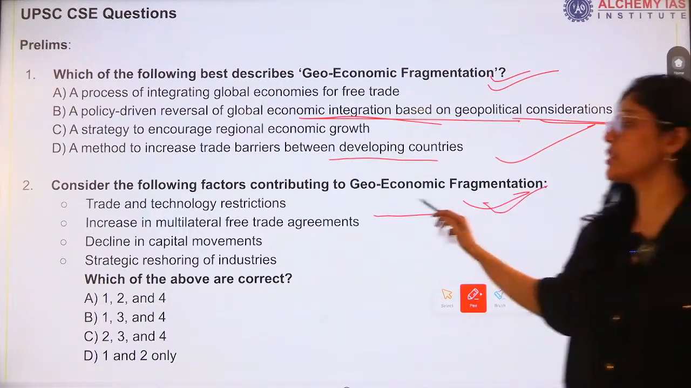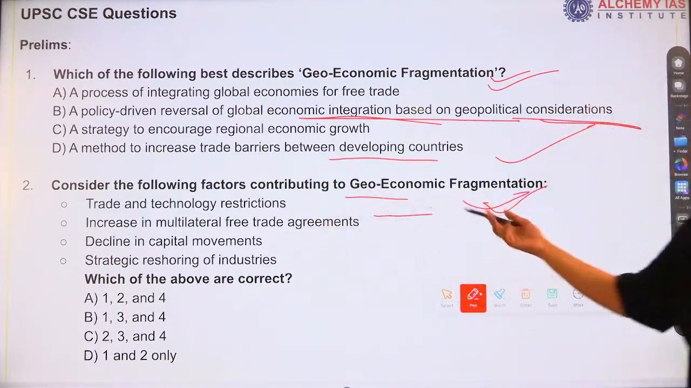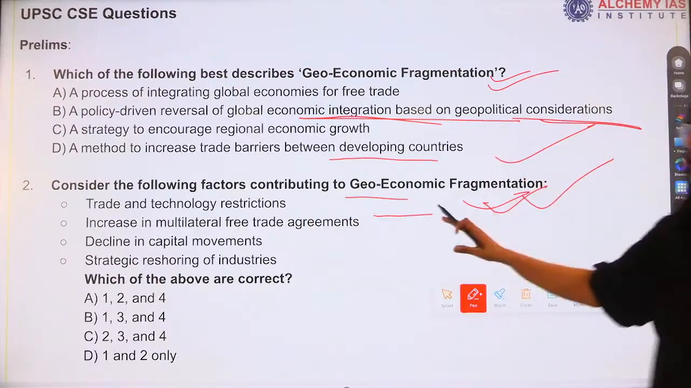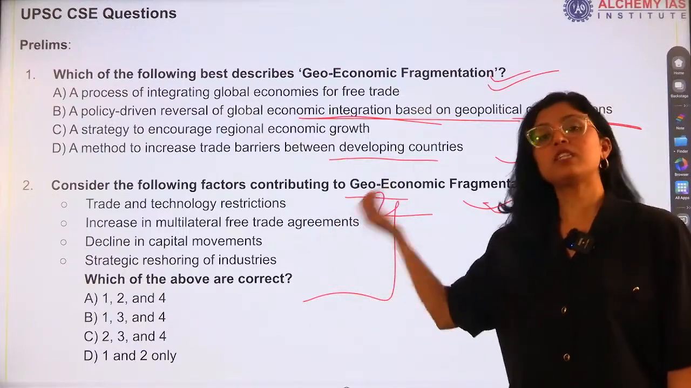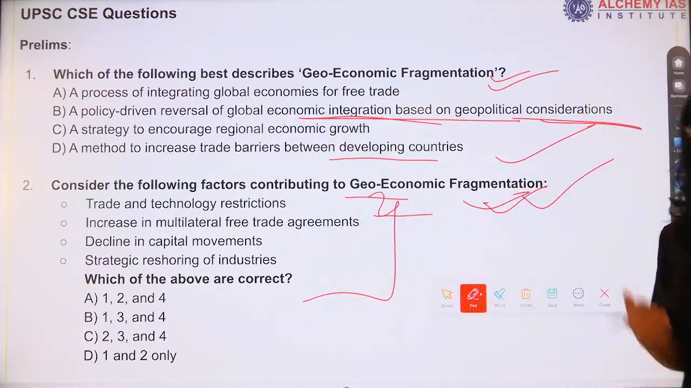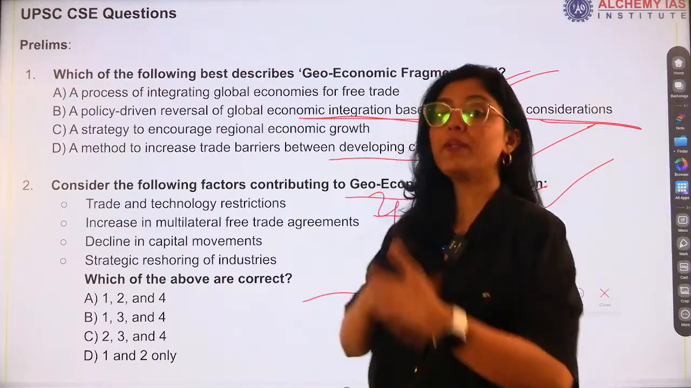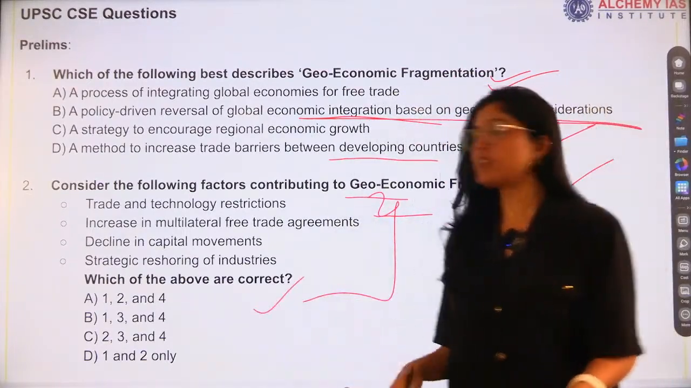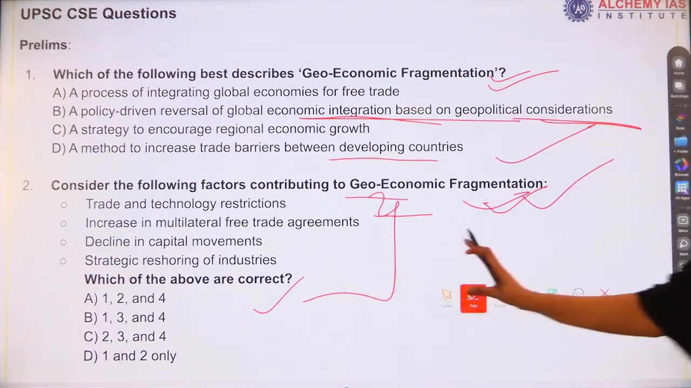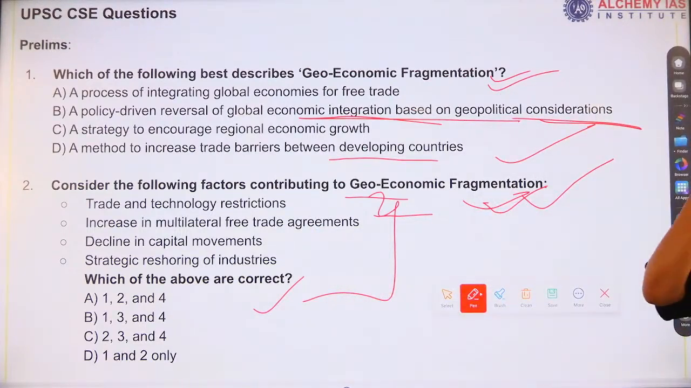Now the next question: consider the following factors contributing to geo-economic fragmentation. See, these are the kind of questions that can be asked. What are the factors contributing to GEF? What can be the causes? What can be the impact of GEF? So these kinds of questions can come. What is the answer for this question? Second question, can anyone answer?